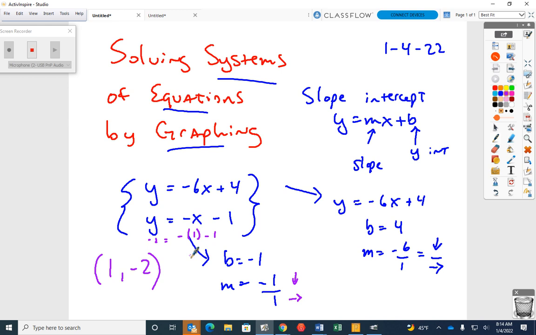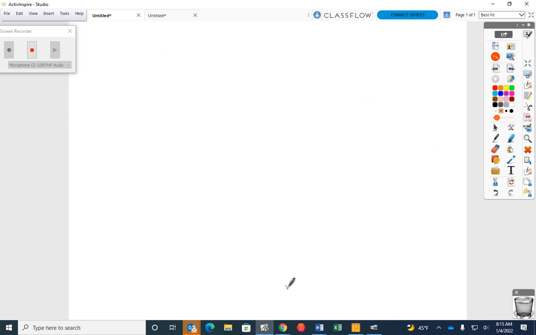Can I erase all this? Okay. All right. Let's try another one, okay? Let's say I've got this system. y equals -4/3 x plus 1, and y equals -1/3 x minus 2. Okay, here's my system.